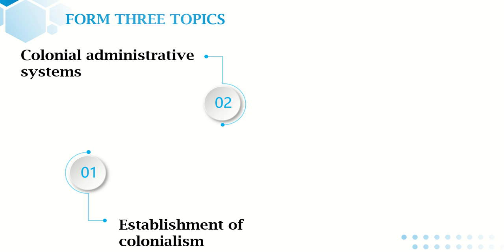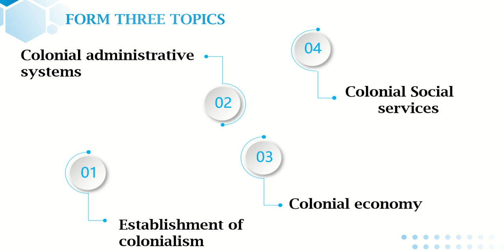And after the colonial administrative systems, number 3 is colonial economy. They established different economic activities in Africa, including agriculture, colonial mining, colonial industries, colonial trade, and as well they established the infrastructure. All those were economic activities done by colonialists in Africa, and they went by the name colonial economy. And the last topic in Form 3 is colonial social services.